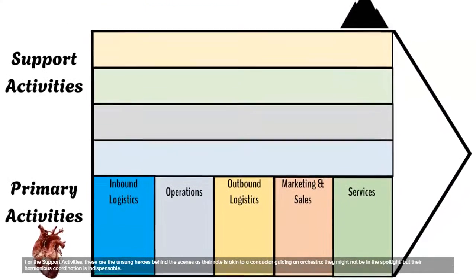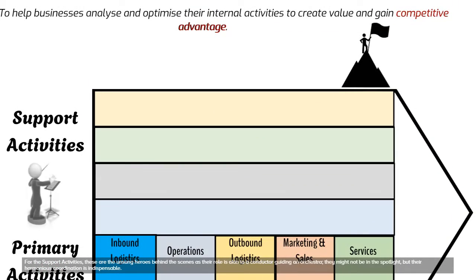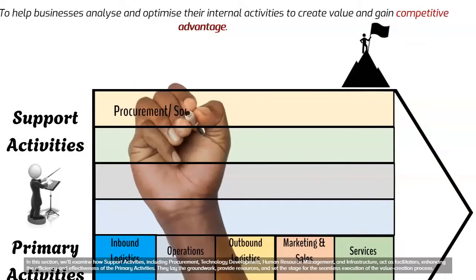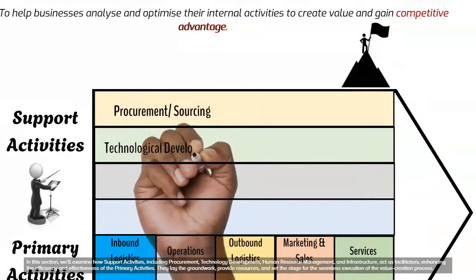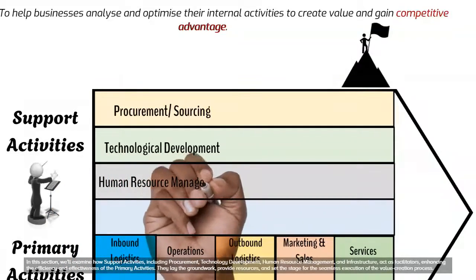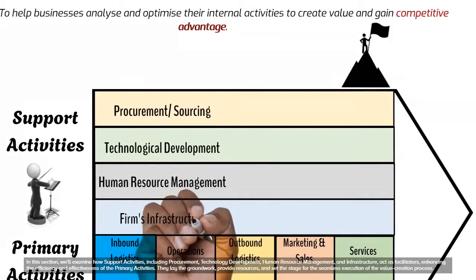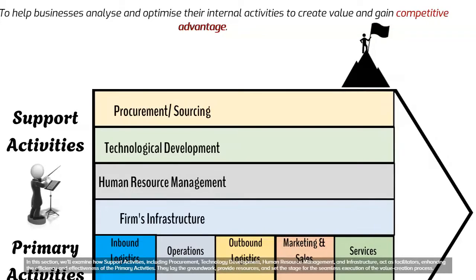For the support activities, these are the unsung heroes behind the scenes, as their role is akin to a conductor guiding an orchestra. They might not be in the spotlight, but their harmonious coordination is indispensable. In this section, we'll examine how support activities including procurement, technology development, human resource management, and infrastructure act as facilitators, enhancing the efficiency and effectiveness of the primary activities. They lay the groundwork, provide resources, and set the stage for the seamless execution of the value creation process.